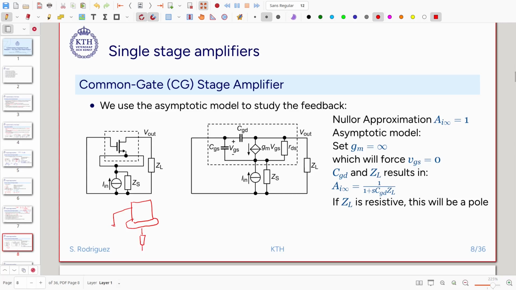Then we have the source resistance here, and then in parallel a current source. So we have the source here, plus, minus, minus, plus, and then we have the load here. So when we use the nuller, all this current is going to flow like this and go out like this.